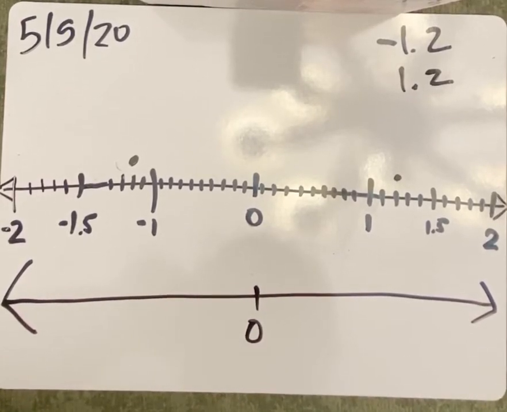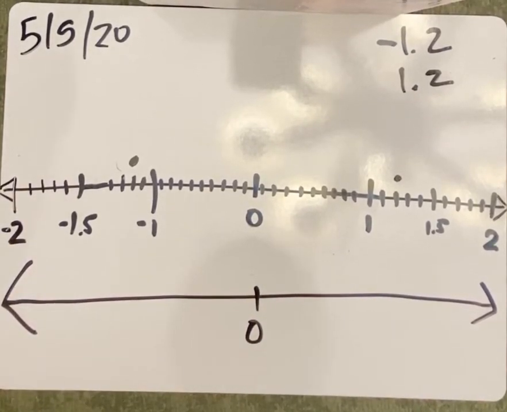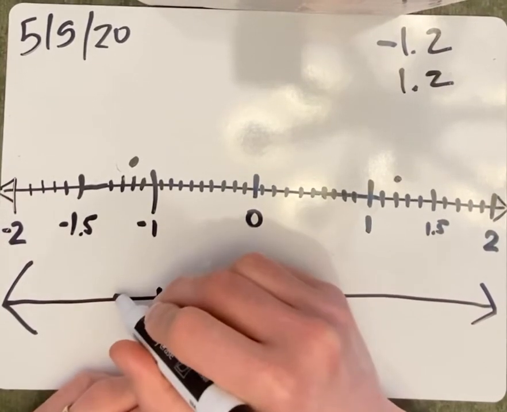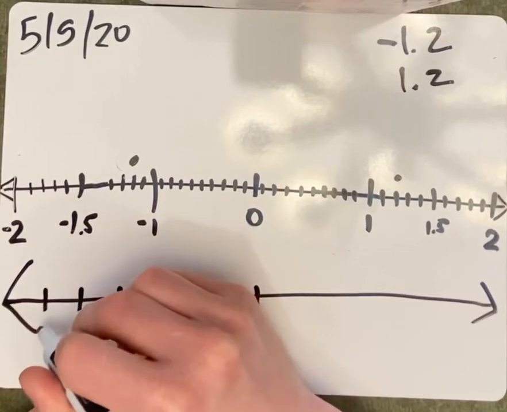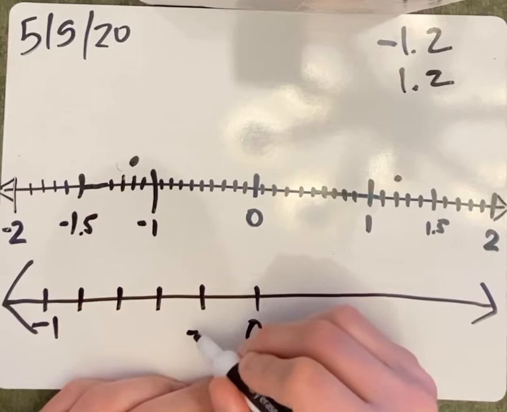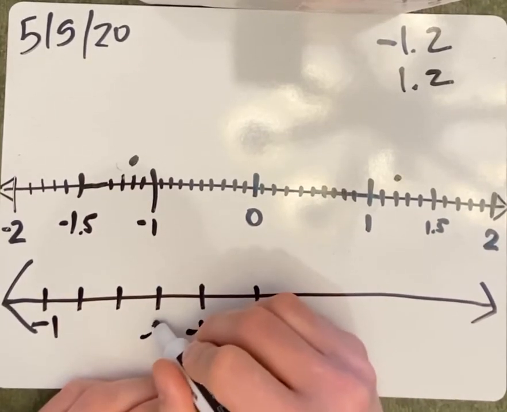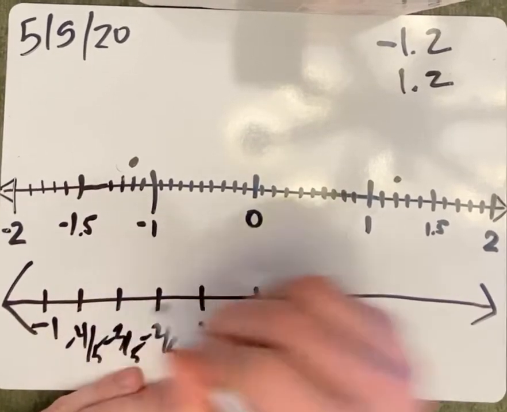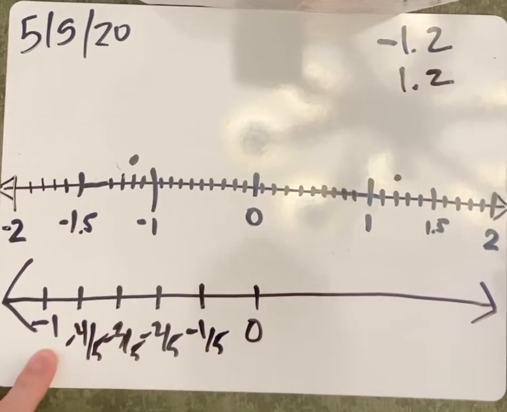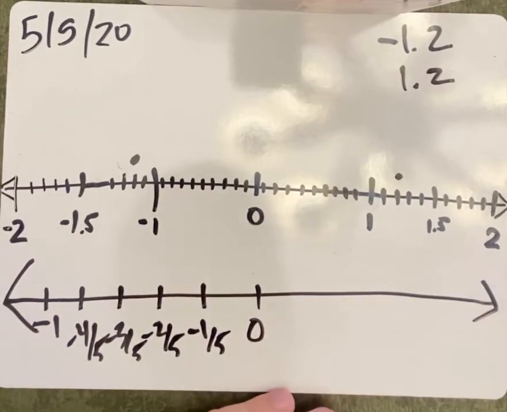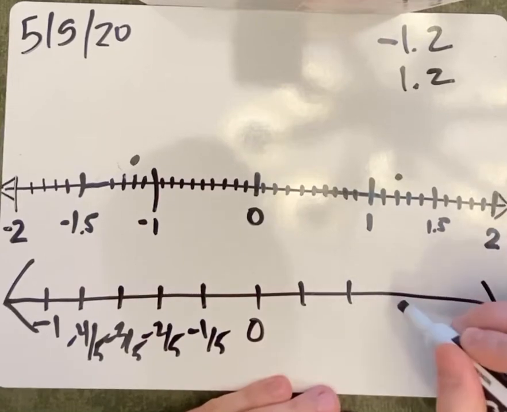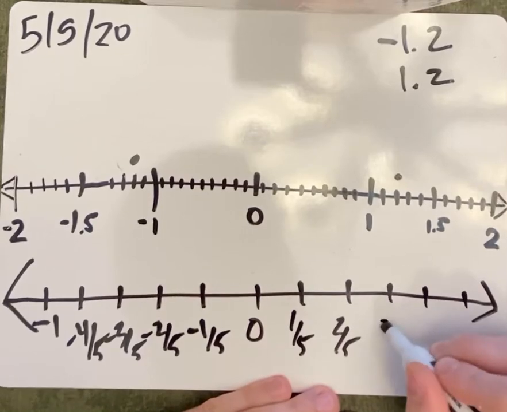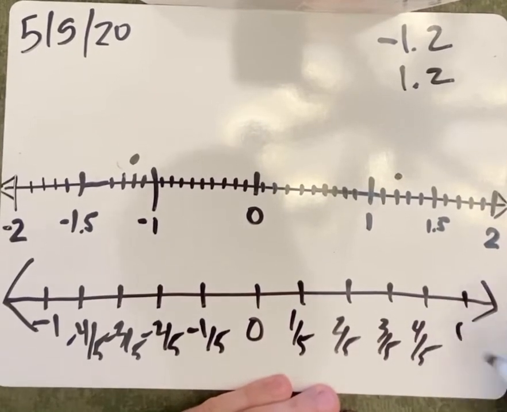How many fifths do I need to get a whole? I need 5, right? So I'm going to start on here. I'm going to go 1, 2, 3, 4, 1, right? This is -1. So what does that mean? This is -1/5. This is -2/5. This is -3/5. And this is -4/5, right? 1, 2, 3, 4, 1, right? 5/5 is a whole. I'm going to do the same thing on this side. 1, 2, 3, 4, 5. We got 1/5, 2/5, 3/5, 4/5, and 1.